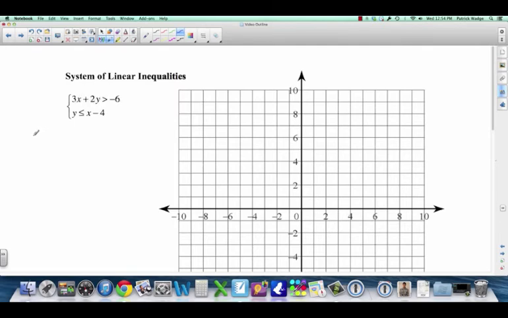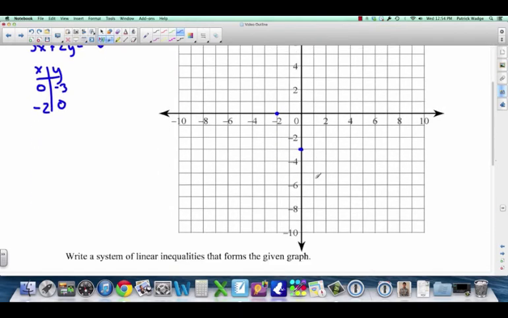We have 3x plus 2y is greater than negative 6. We'll graph 3x plus 2y equals negative 6. This is in standard form, so I like to use my intercepts. To get the y-intercept, I put 0 in for the x. So 3 times 0 is 0. 2 times what equals negative 6? Negative 3. So that's this point. To get the x-intercept, put 0 into the y. 2 times 0 is 0, so that's gone. 3 times what equals negative 6? Negative 2. So that's this point.